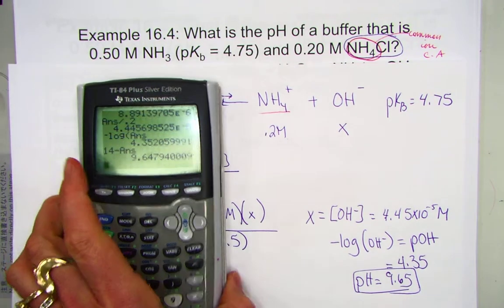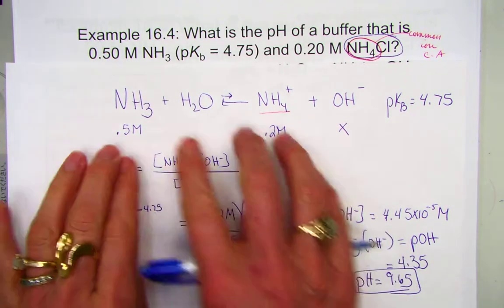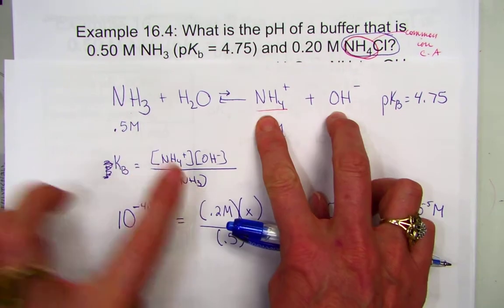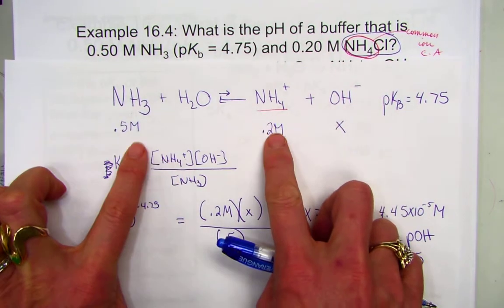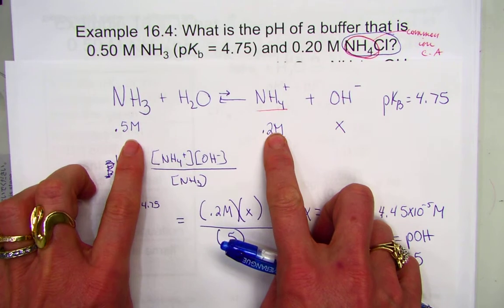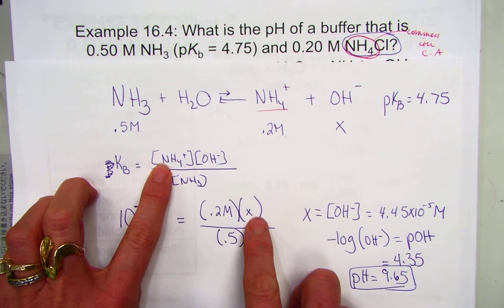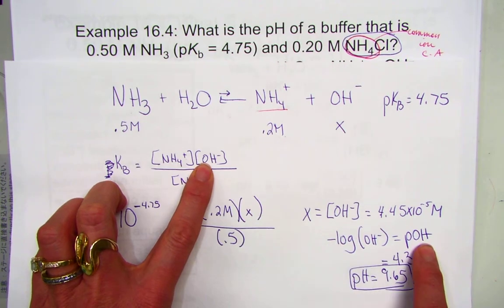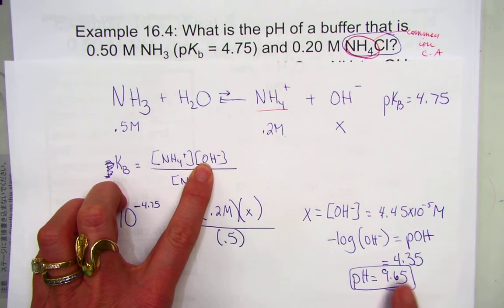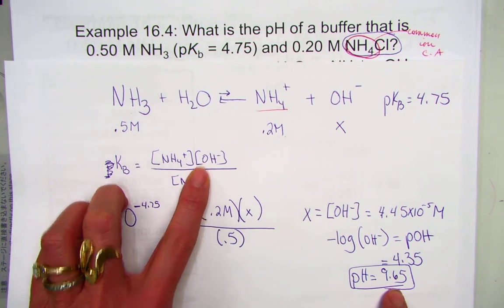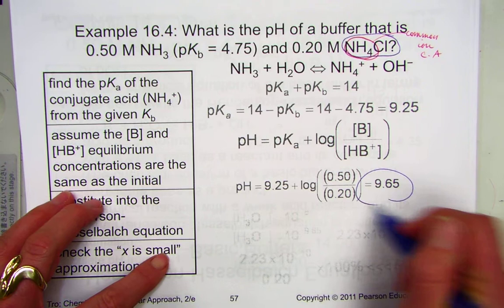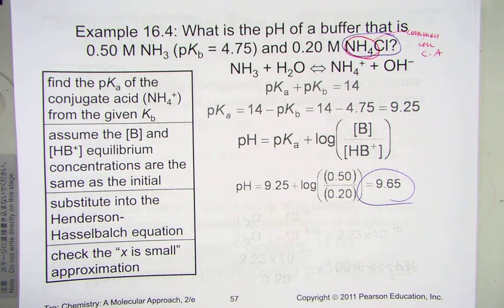9.65 pH units. We took a base in equilibrium with its conjugate acid, products over reactants, subbed in, just assuming the 5% rule, subbed in the values, solved for X. The concentration of hydroxide was then used to calculate pOH, which was then flipped to a pH of 9.65. Let's flip ahead and see how close. Right here, 9.65 pH units. Perfect.